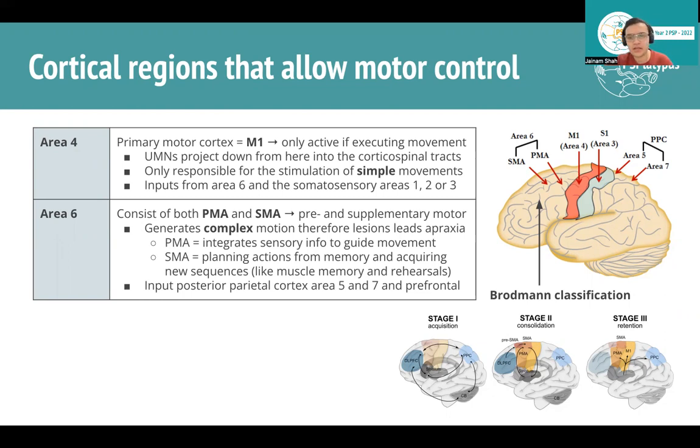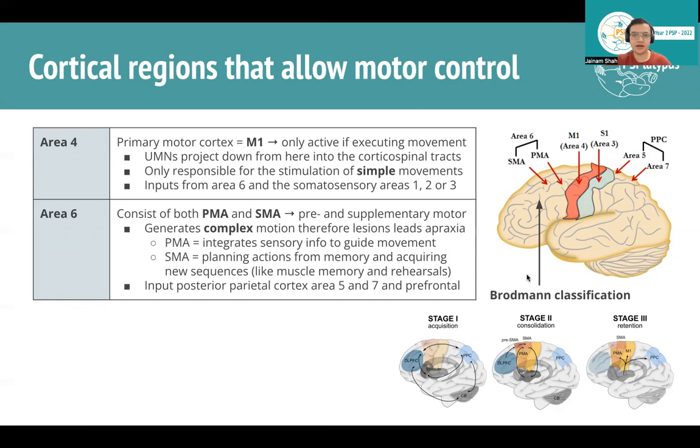Now in area 6, which is, by the way, these areas that I'm talking about, they're according to this Brodmann classification, which you don't need to memorize anything about, but just note that area 6 contains the other aspects of motor control, which is the PMA and the SMA. So the premotor and the supplementary motor regions. And these are responsible for some complex motion. So if you have these being stroked out or having some sort of lesion, it will lead to apraxia, which is an inability to perform complex movements. So you've got the PMA, the premotor cortex, which integrates sensory information to guide movement.